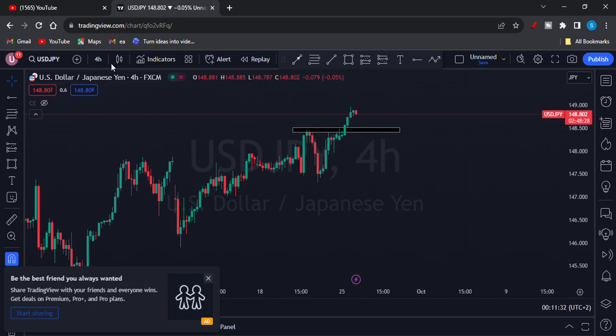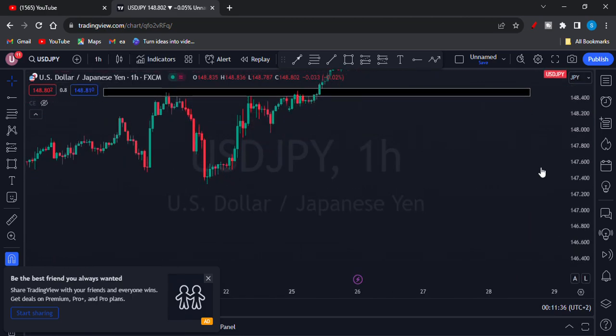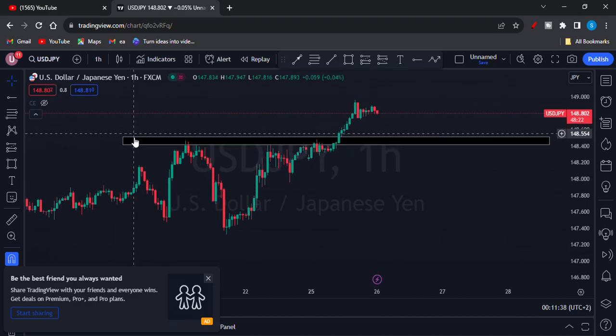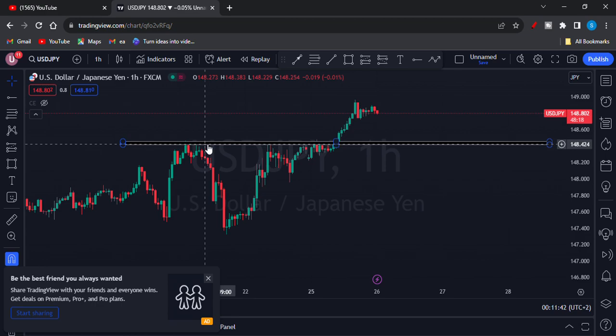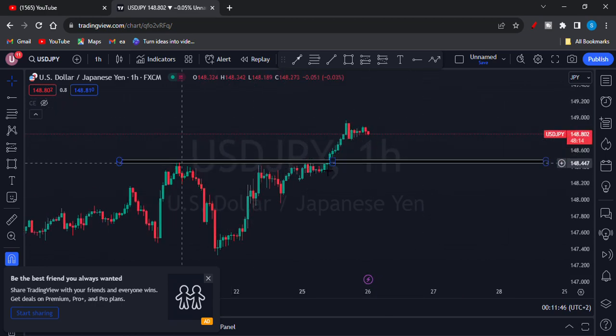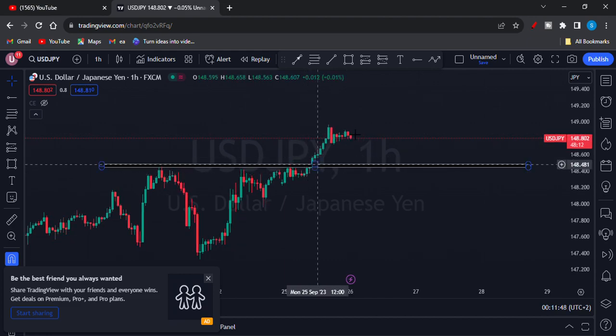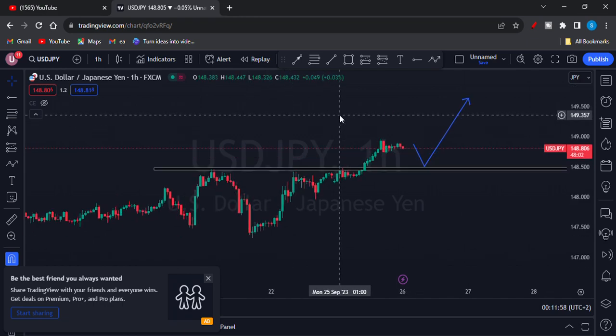So let's go to hourly so that we can see this support area, resistance area. Since we have this resistance area and we broke this resistance, I'm just going to expect a retest around these areas and then push to the upside. So that's my analysis for USDJPY.